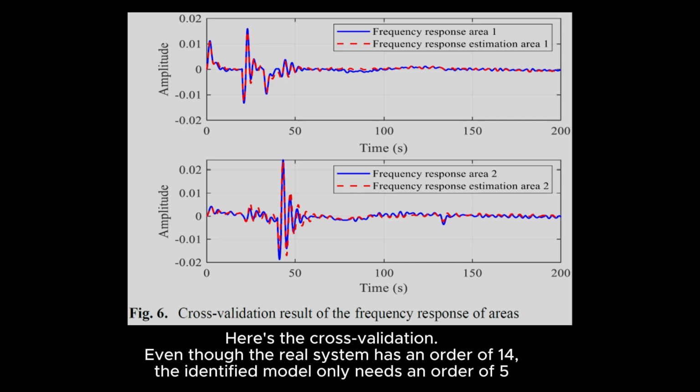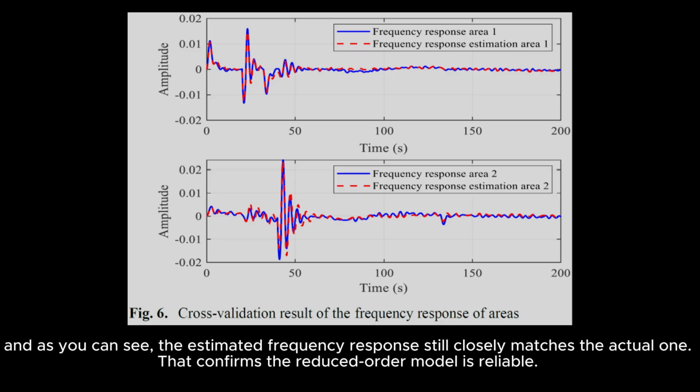Here is the cross-validation. Even though the real system has an order of 14, the identified model only needs an order of 5, and as you can see, the estimated frequency response still closely matches the actual one. That confirms the reduced order model is reliable.